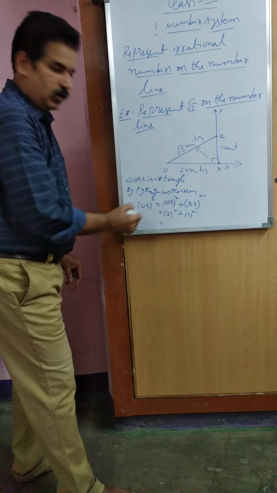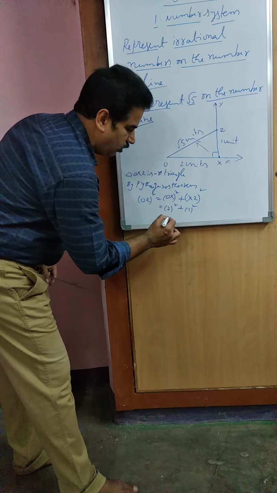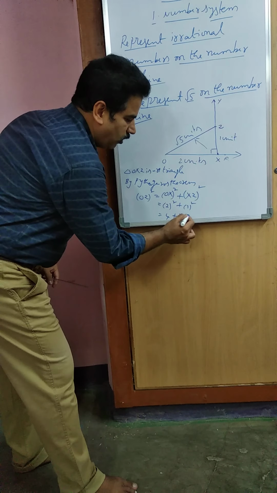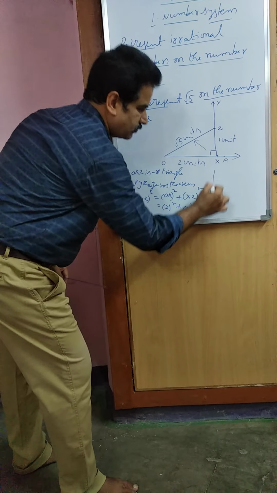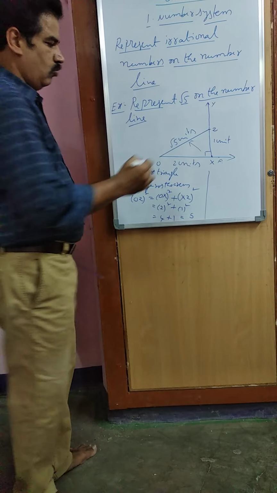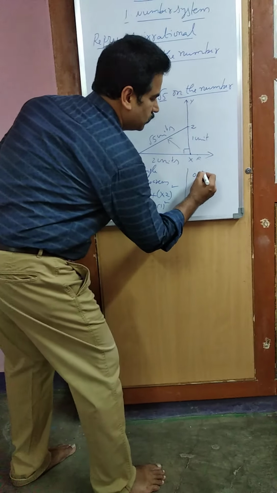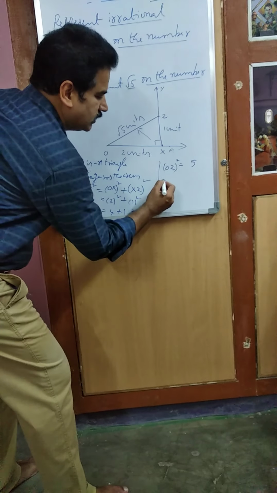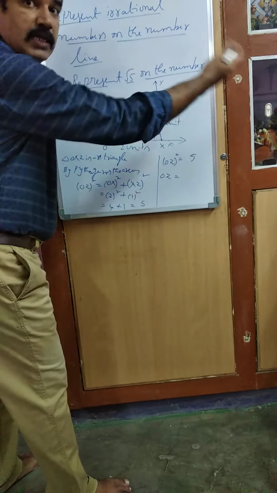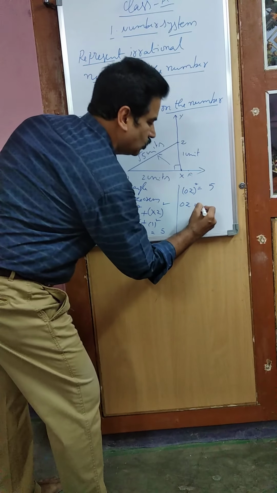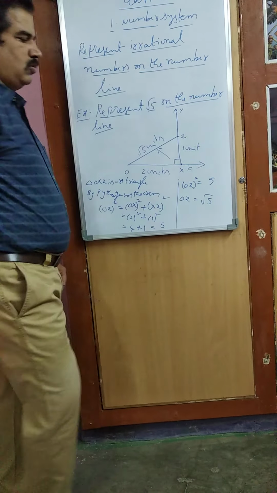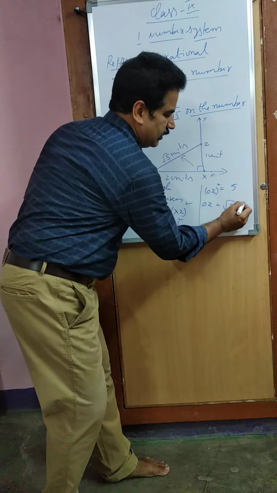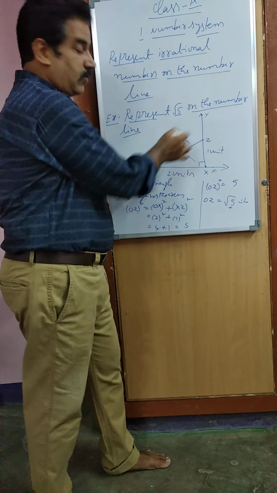Now 2 square means 2 2s are 4. 4 plus 1 square means 1 1s are 1. 4 plus 1 is 5. Okay. Now OZ whole square equal to 5. Then square you transfer to the RHS, then it becomes root. So OZ equal to root 5 units. That's why I told here we got root 5.